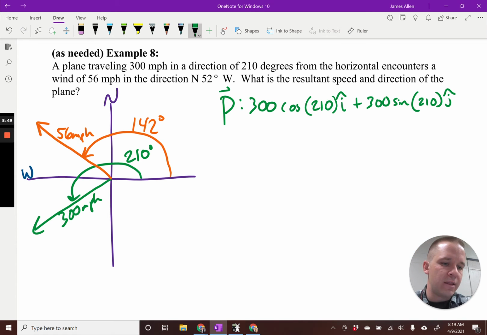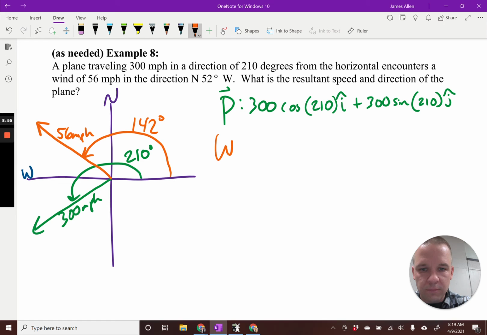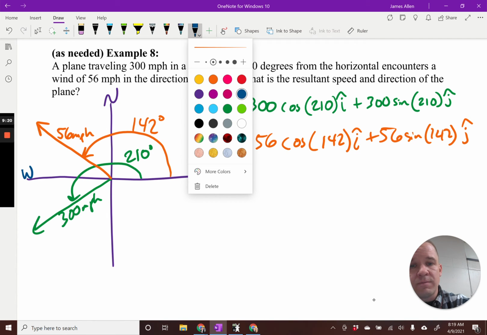Anyone ever forget which way the I and the J go sometimes? I've second guessed myself. All right, next one. We've got our wind, W. So that is 56 miles per hour. Cosine of 142. So that's not a friendly, wonderful trig number. And then we got 56 again, sine of 142. So to get that resultant speed and direction, we're going to need to add these 2 together. I think I'll use blue now.